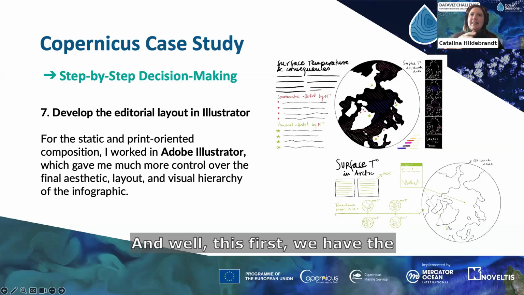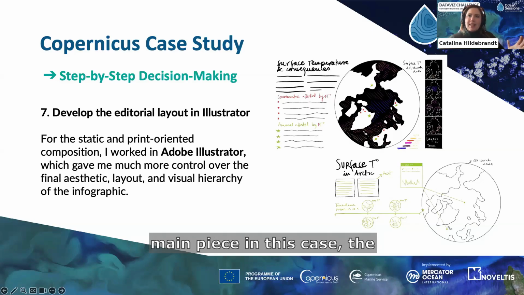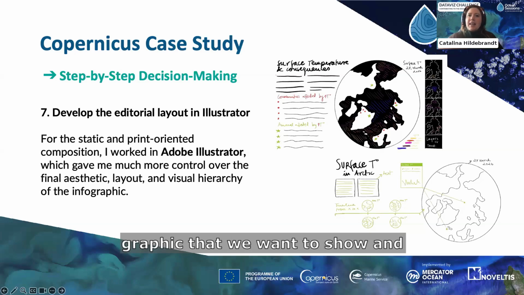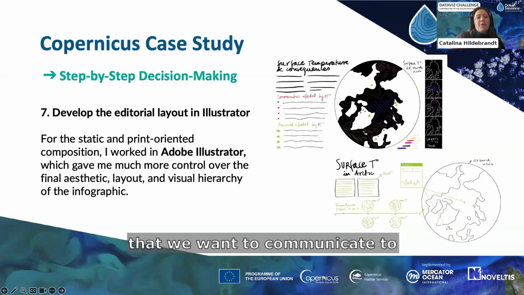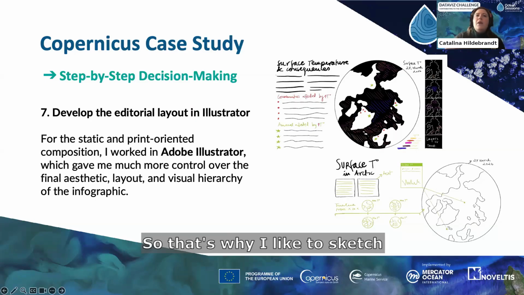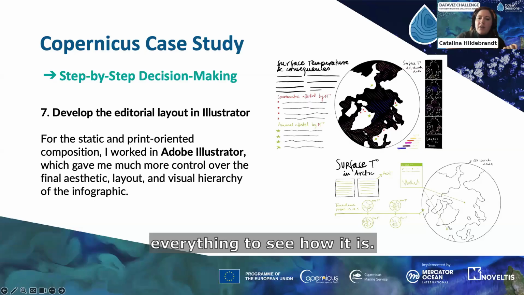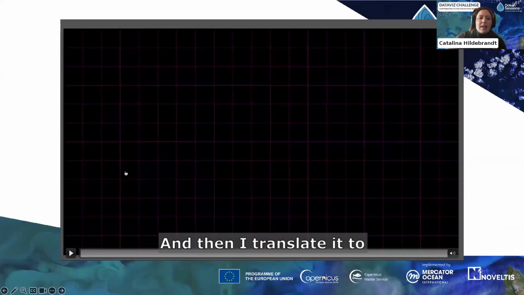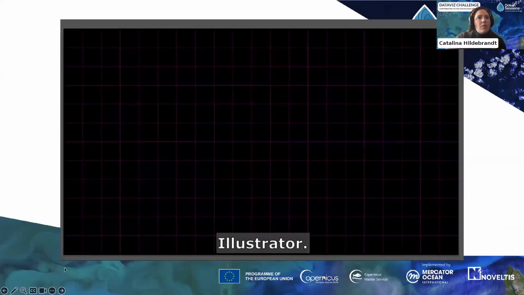And well, first, we have the main piece in this case, the graphic that we want to show and communicate to people. And now, as a designer, as a person who works in the newspaper, we have to give it narrative. So that's why I like to sketch everything to see how it is. And then I translate it to Illustrator.